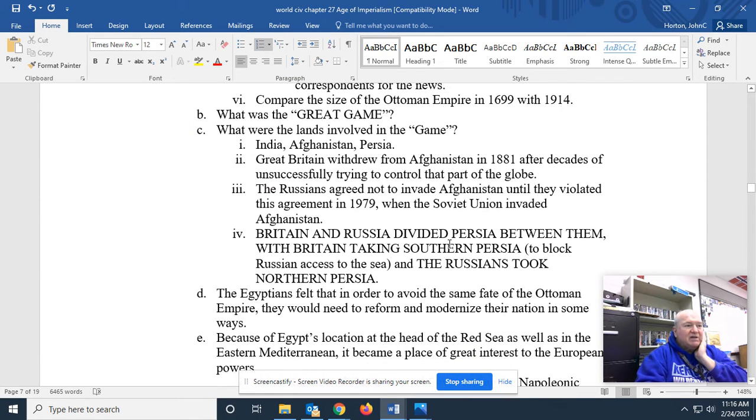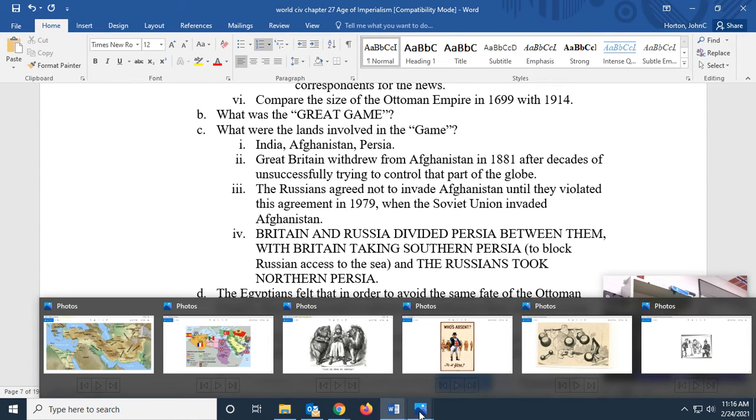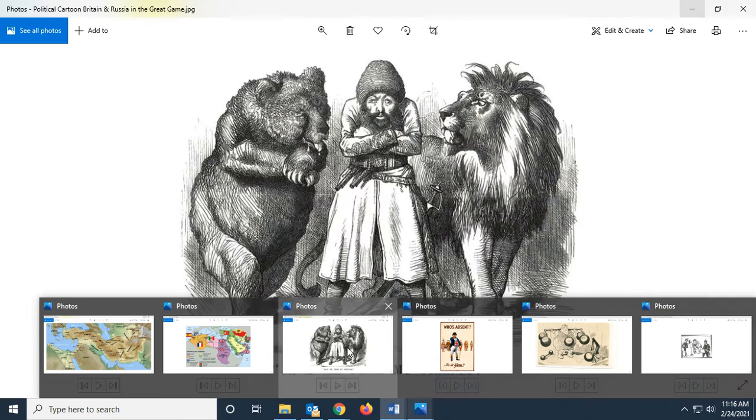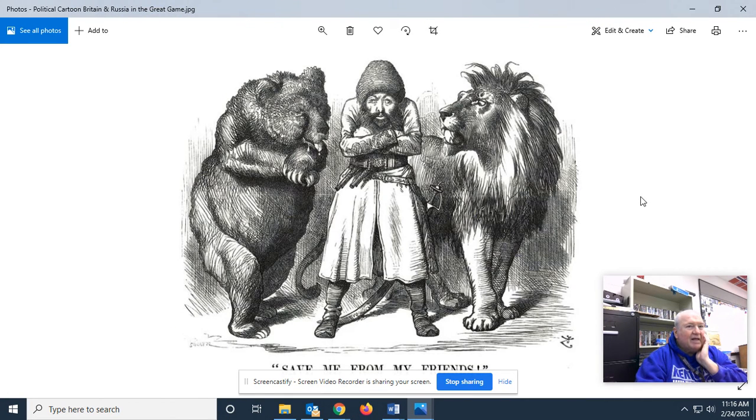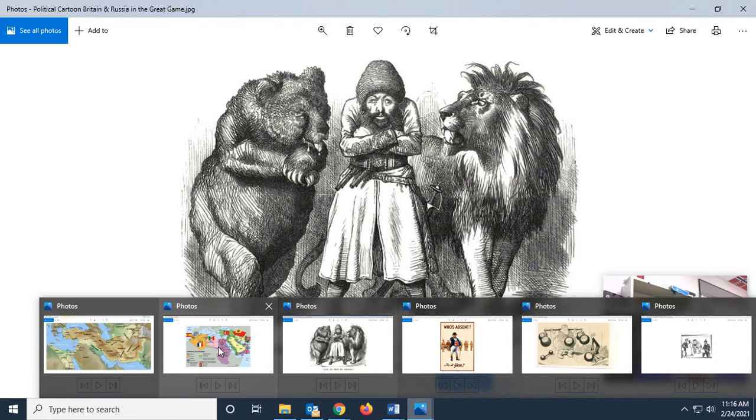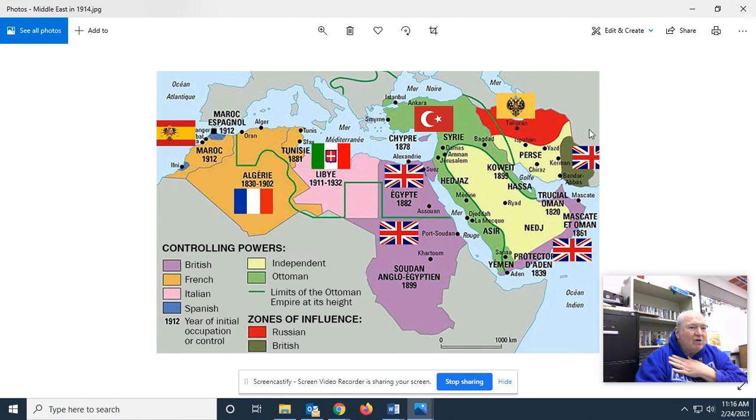Oh, what was the Great Game? Now, the Great Game, once again, was a contest between Britain and Russia. In fact, let's look at, I love, love, love political cartoons. Let's look at this one. This is a political cartoon depicting the Great Game. Now I'll explain to you each one. This gentleman here represents Afghanistan. Afghanistan is right here. Yeah.